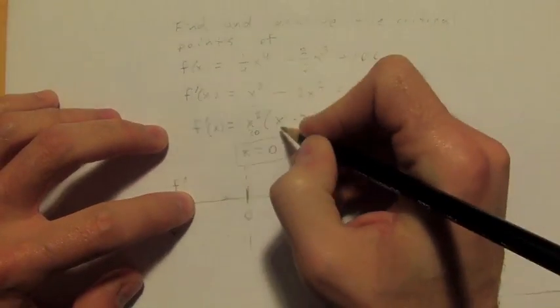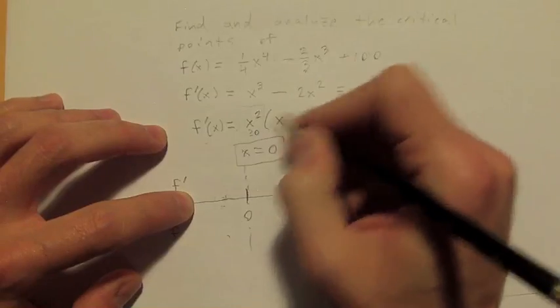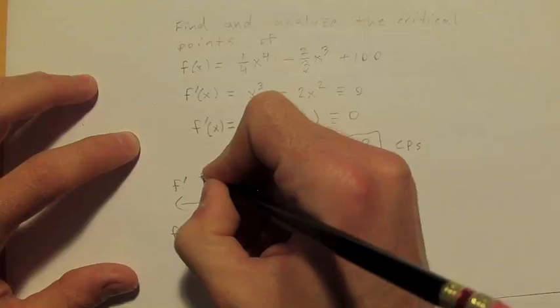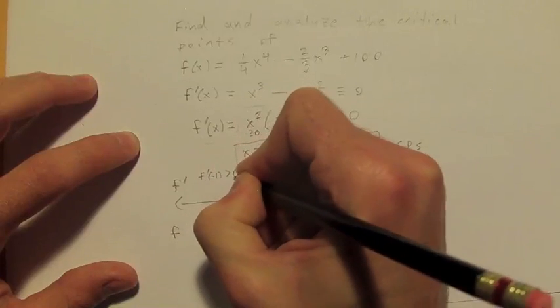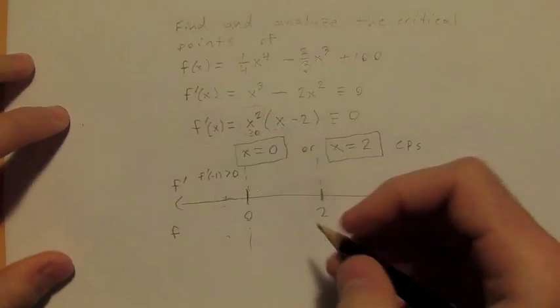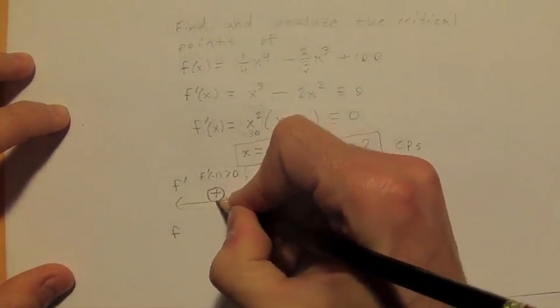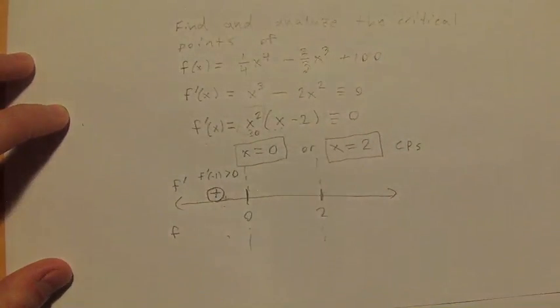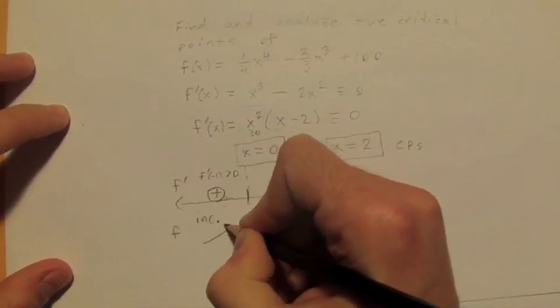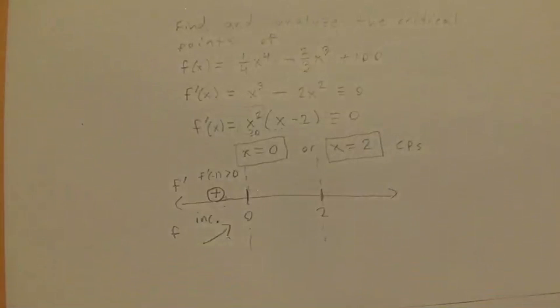If I plug in a -1, -1 minus 2 is going to be negative, so I have a positive times a negative. So say f prime of -1 is positive, and that's all I care about. I don't care what the number is. All I need to know is whether it's positive or negative. So you can actually stop the second you know that it's positive or negative. So f prime is positive here. That means f is increasing from negative infinity to 0.